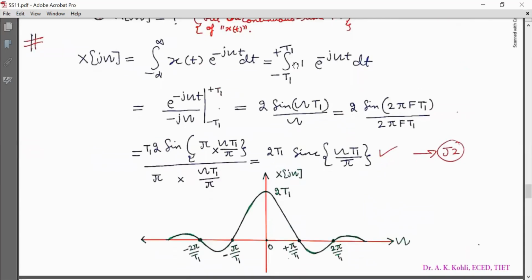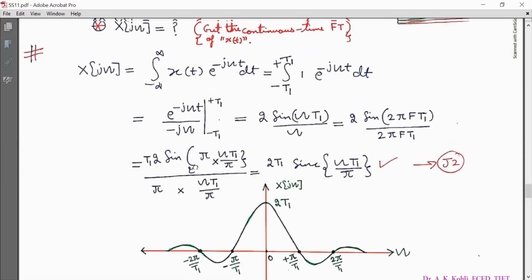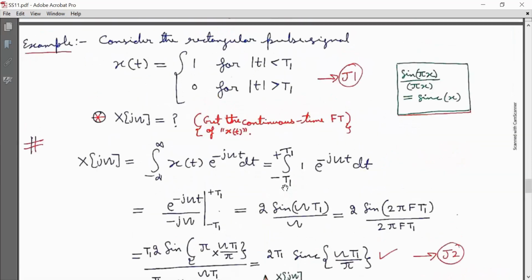Now using the formula that capital X(jω) is equal to the integration from minus infinity to infinity of x(t) e raised to minus jωt dt, is equal to the integration from minus capital T1 to T1 of 1 times e raised to the power minus jωt dt. The limits have changed to minus capital T1 to T1 because x(t) has value 1 when small t magnitude is less than capital T1.